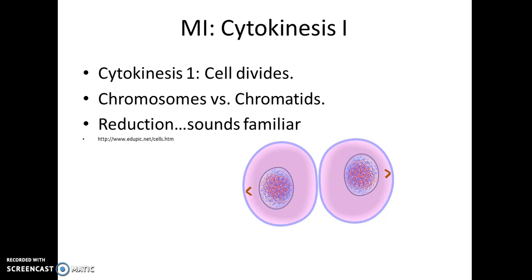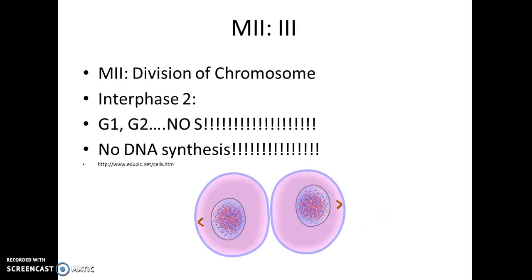So we have finished Meiosis 1. We are going to now start off with Meiosis 2. And Meiosis 2, that's M2, and I2 is interphase 2. Meiosis 2 is the division of the chromosomes. In interphase 2, there's G1, there's G2, but there is no S. Make sure that you understand that there is no DNA synthesis. I think I've included enough exclamation points to emphasize the fact that there is no S.